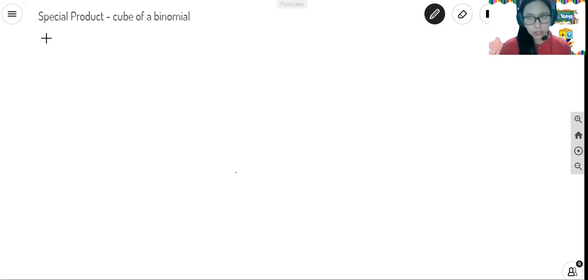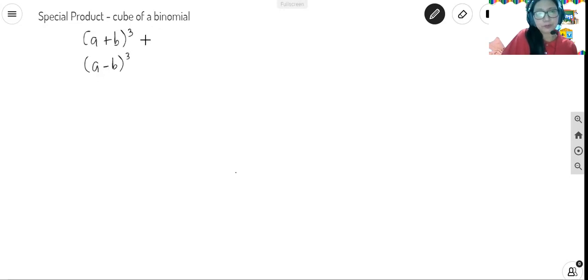This special product is about a cube of a binomial. When you say cube, you're actually raising it to the third power. When we say binomial, this is an algebraic expression that has two terms. So the form of our special product, the cube of a binomial, is (a plus b) cubed or (a minus b) cubed. So how do we get the product of this kind of special product?